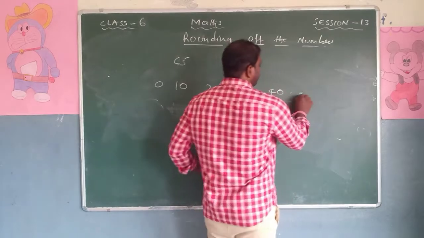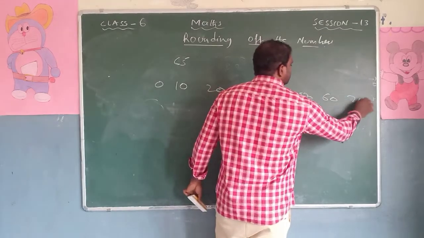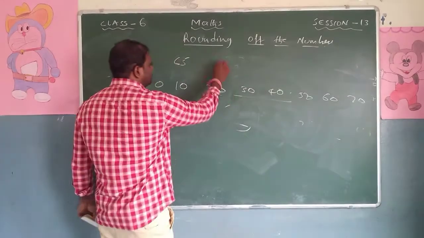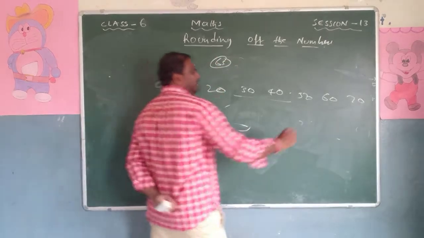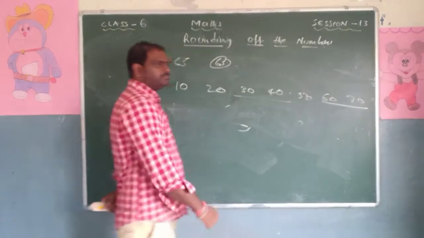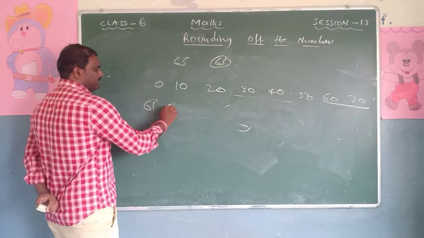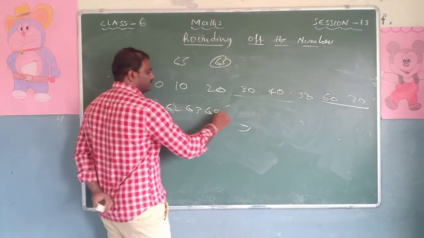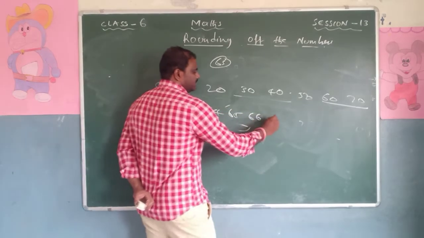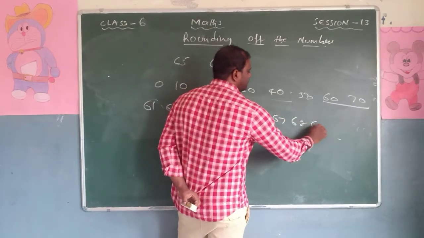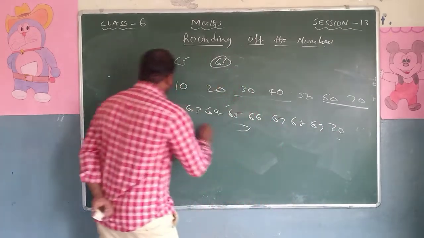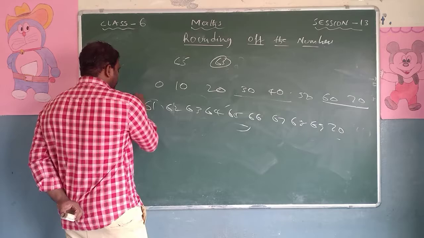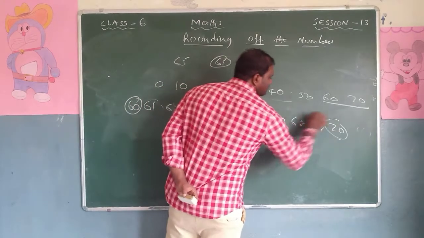16 అంటే ఎక్కడ ఉంటుంది? 50, 60, 70. So 65 means it will lie between 60 and 70. After that 61, 62, 63, 64, 65, 66, 67, 68, 69, 70. So this is the 60 and this is 70.